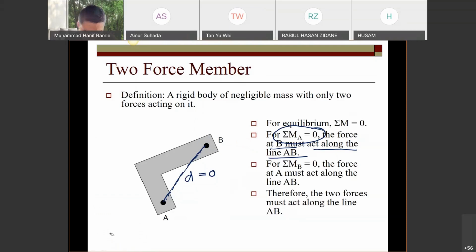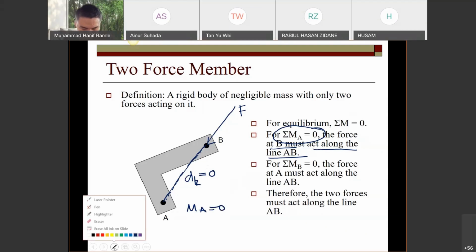So once you have this F, there is no perpendicular distance to point A, meaning that your moment is equal to zero, because the perpendicular distance must be equal to zero. The F must be along the line AB. Once you have this, we know that M must be equal to zero. That one is for point A.